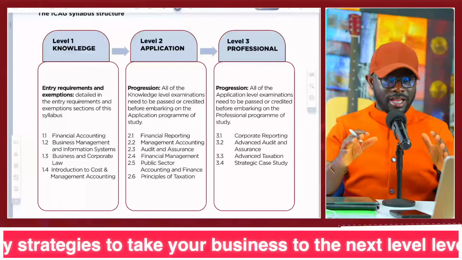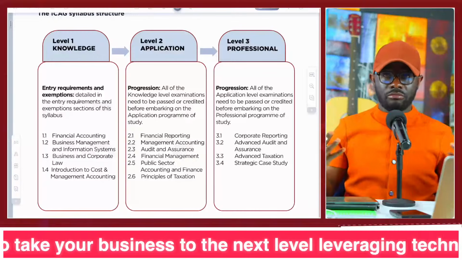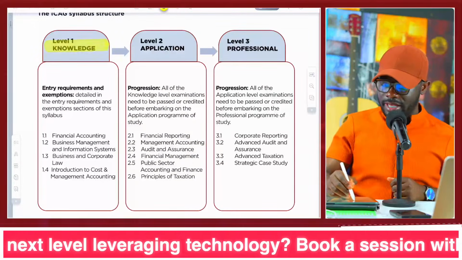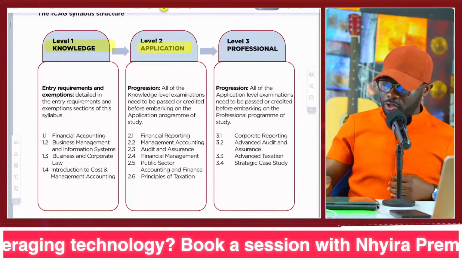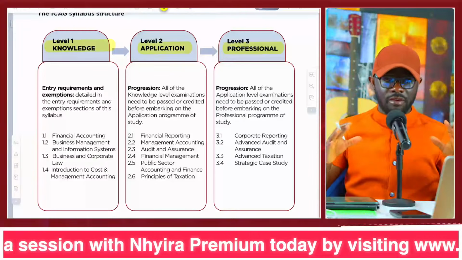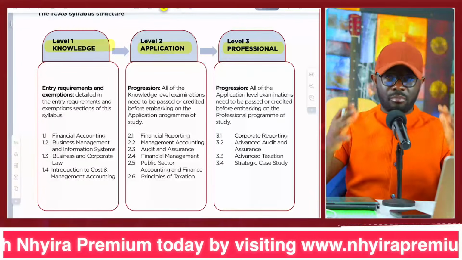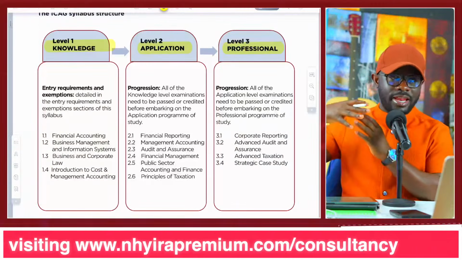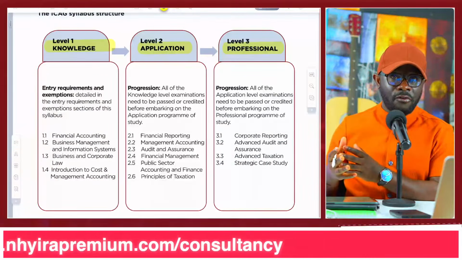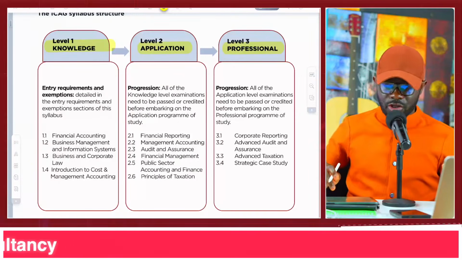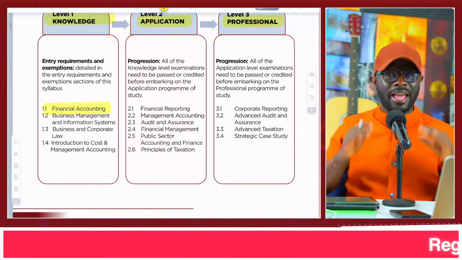Now, the subjects are spread across all three levels that we need to understand. Level one is the knowledge level. Level two is the application level. Level three is the professional level. In all, there are 14 papers: 4 in level one, 6 in level two, and 4 in level three.